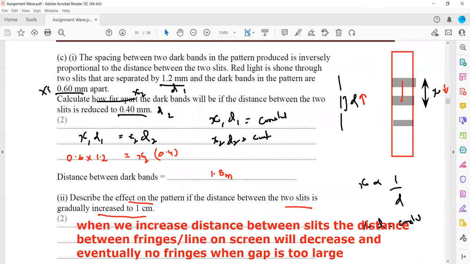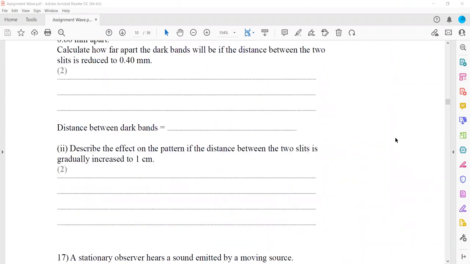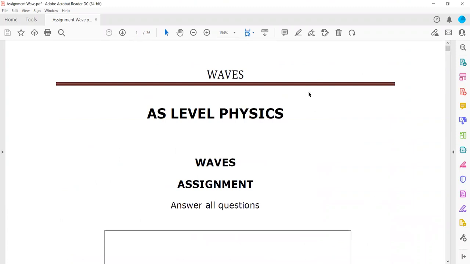So this is what we observe in the interference pattern when we are increasing the distance between the slits. These are some questions related to the topic of diffraction and interference. In the next session we will do the Doppler effect and pulse echo technique, and we will do questions related to that as well. Any question or doubt related to the class today?